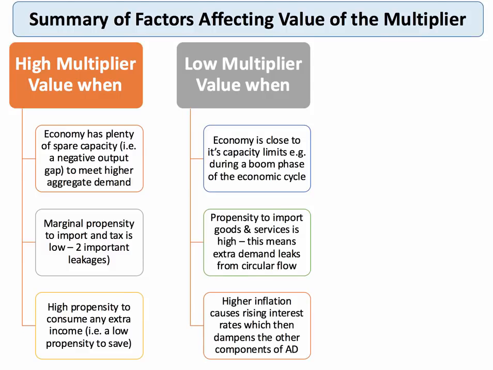Multiplier effect will tend to be lower when an economy is coming up close to its capacity limits, during, for example, the tail end of an economic boom, when people's extra income leaks out of the system in the form of imported demand. Or perhaps, for example, when an injection of demand actually triggers some inflation, which then causes the central bank to start increasing their interest rates, which would dampen and deflate other components of demand.